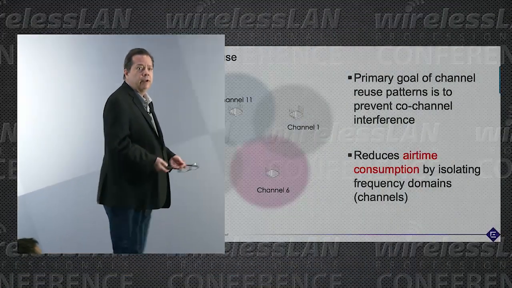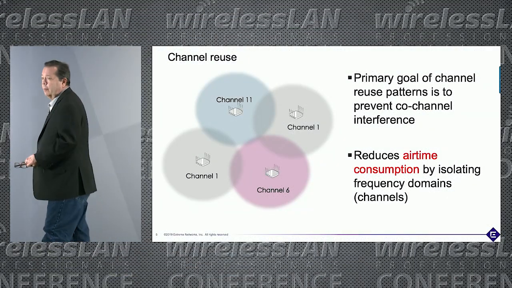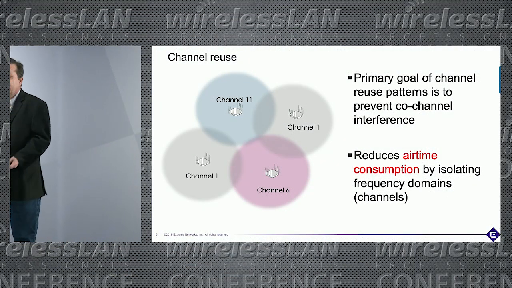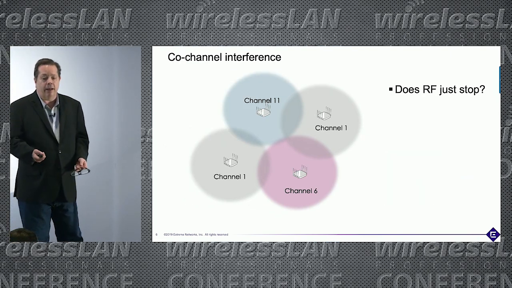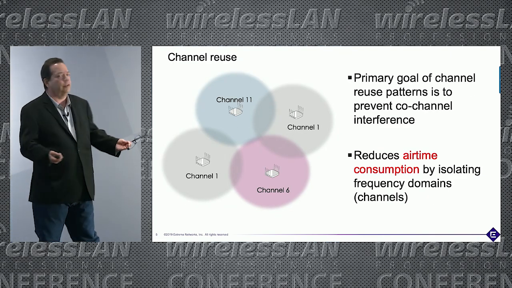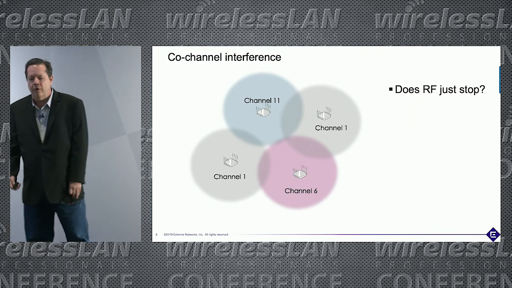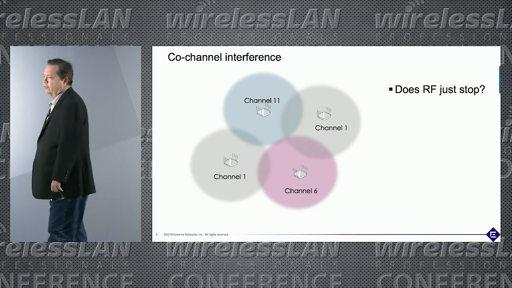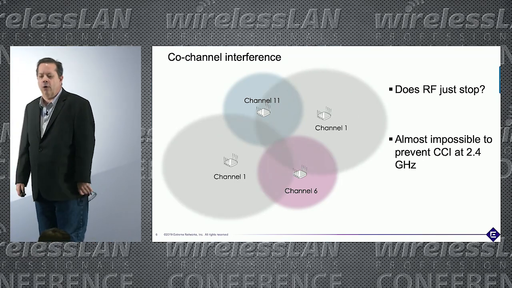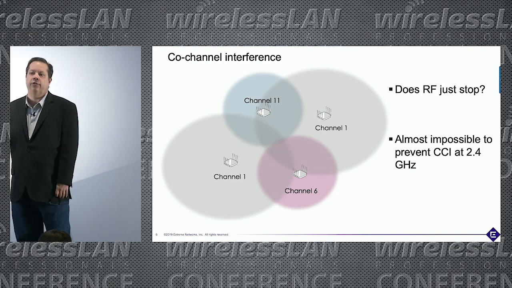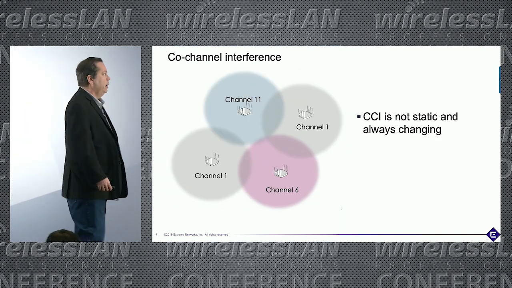So very quickly, you guys all know this, channel reuse. The primary goal of channel reuse is to prevent co-channel interference and reduce airtime consumption and isolate frequency domains, which is just a fancy way of isolating channels. We know we always have to do this. We know we only have 3 channels. Hopefully everybody in this room knows this for 2.4 gigahertz, but we also know that RF doesn't stop. So it's almost impossible to prevent CCI in the 2.4 band.